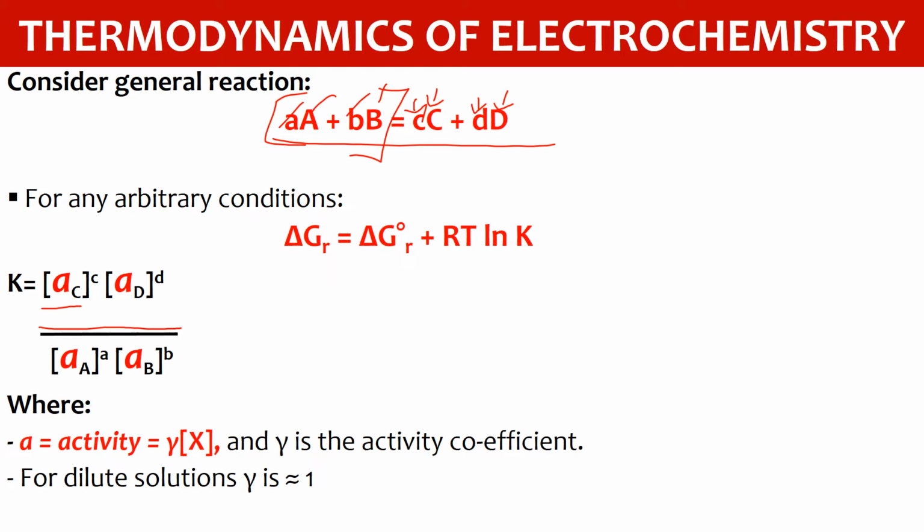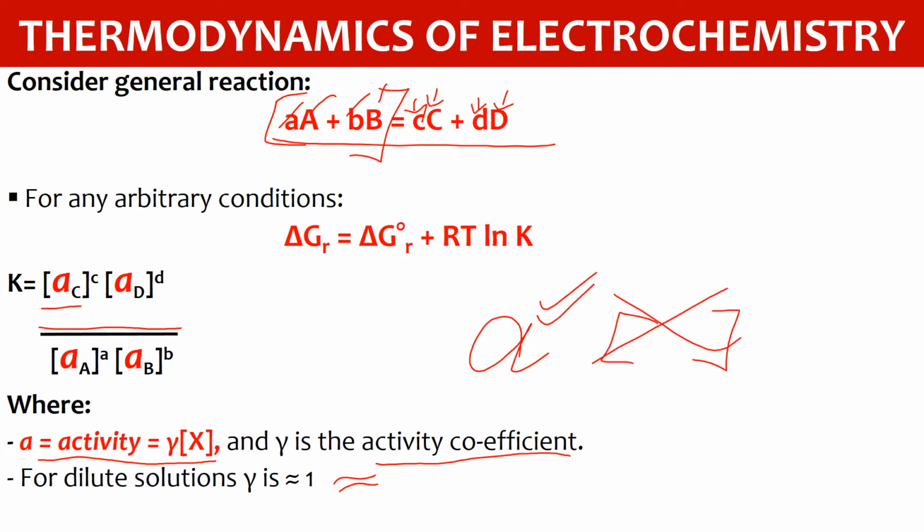Okay, so what is activity? Activity is given as shown in this reaction here, where your gamma is called the activity coefficient. Usually for your dilute solutions, the gamma is generally equal to 1. Remember I told you, why do we use activity and not concentration? I hope you have answered that question.